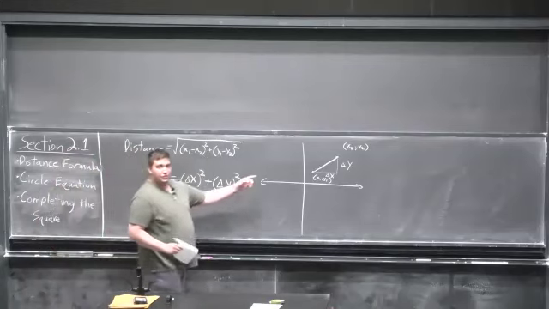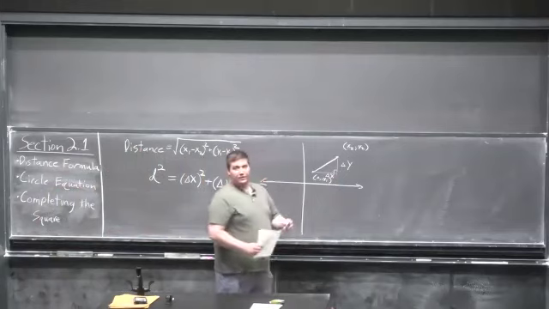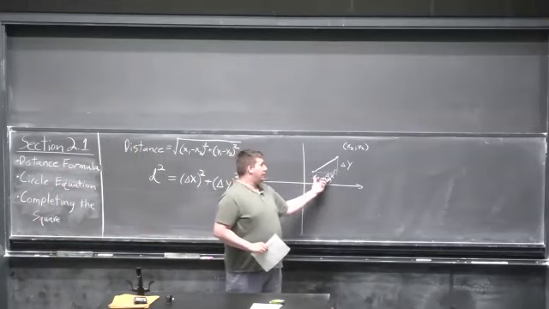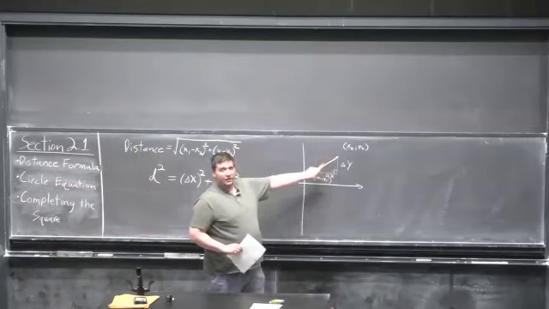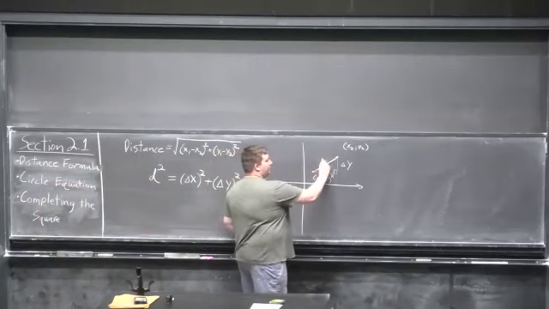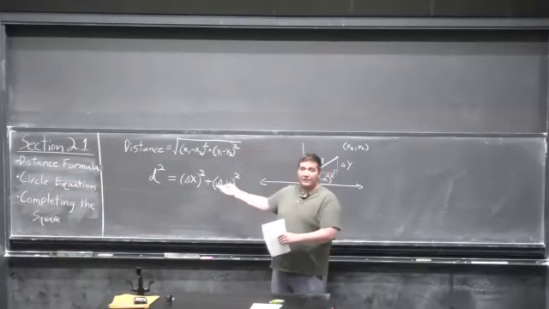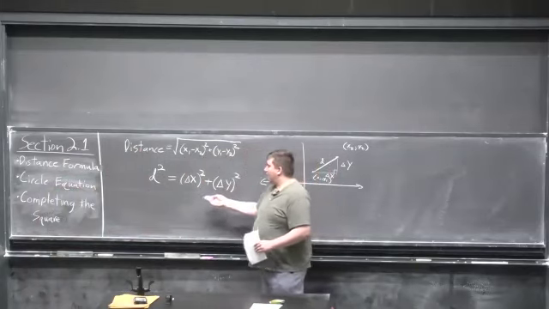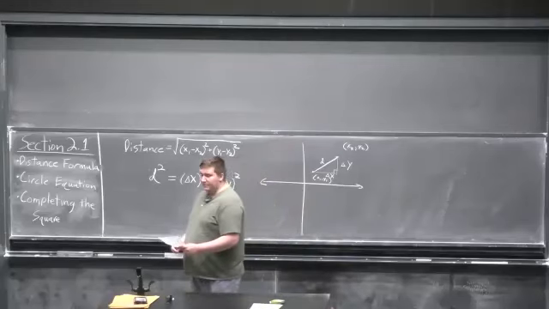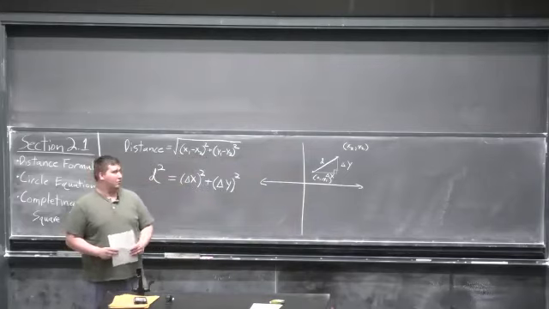I have a right triangle, with a change of x being one leg, change of y being a second leg, and this distance, d, is the hypotenuse. It's Pythagorean theorem. That's all the distance formula is, just an application of Pythagorean theorem.